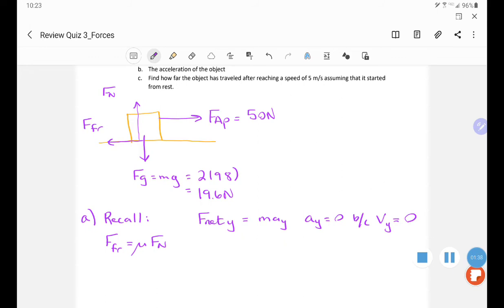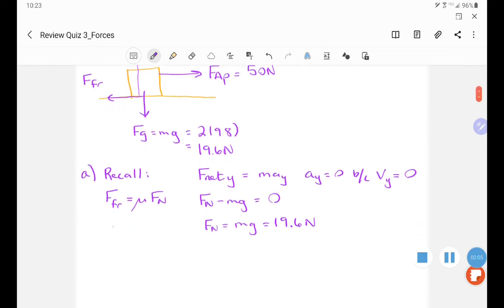In other words, because there is no motion vertically, the normal force and the gravitational force are equal to each other. They must cancel. So we have normal minus gravity equals 0. So normal equals gravity, which equals 19.6 newtons. From there, I have mu, which is 0.25, and I have the normal force. So I can solve for friction. So friction is 0.25 times 19.6, giving us 4.9 newtons.